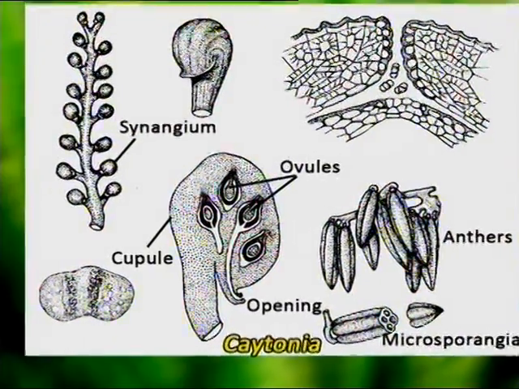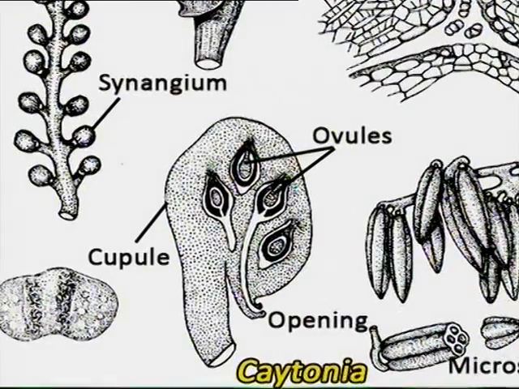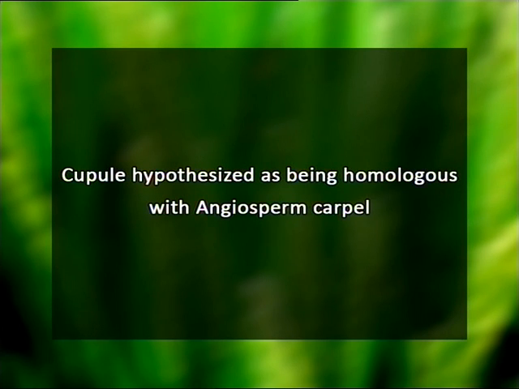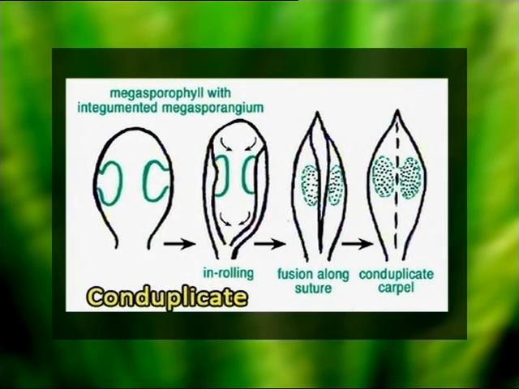The female reproductive structures of Caytonia consist of a spike-like arrangement of units that have been termed cupules. Each cupule encloses a cluster of unitegmic ovules or seeds, with a small opening in the cupule near the proximal end. The cupule has been hypothesized as being homologous with the angiosperm carpel. However, it differs in having a conduplicate megasporophyll which bears ovules along its 2 margins.